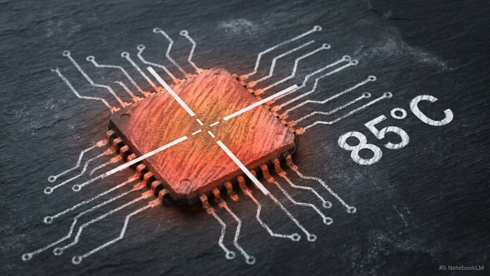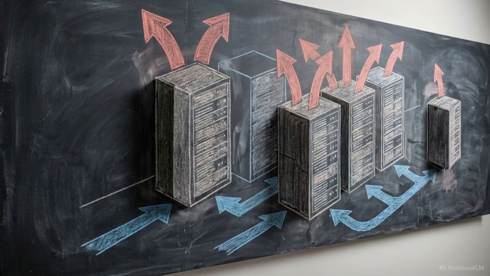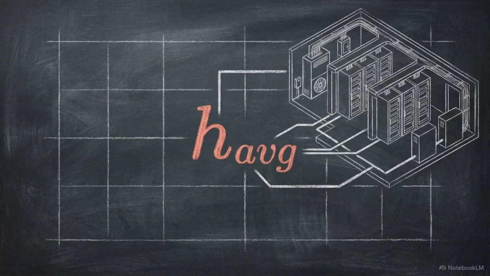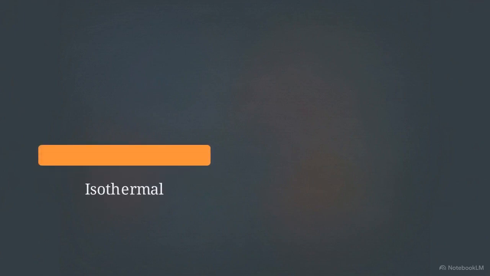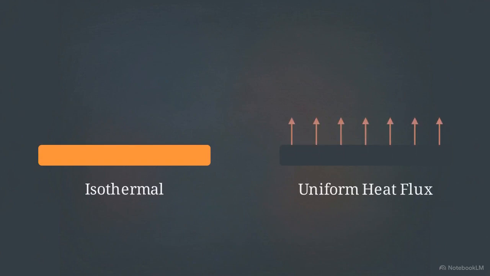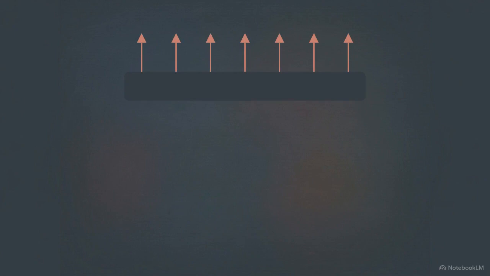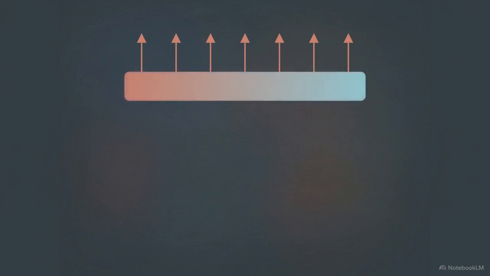Use local coefficients when you need to pinpoint the exact temperature at a specific spot. But to size the actual cooling load for the entire system, the average coefficient is the only tool for the job. We also have to account for the physical boundary condition of the surface itself. An electronic component might maintain a uniform temperature, but an industrial strip heater outputs a uniform heat flux. Under uniform heat flux, the surface temperature actually varies along the length of the plate.